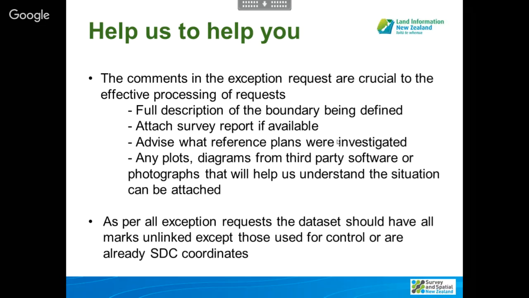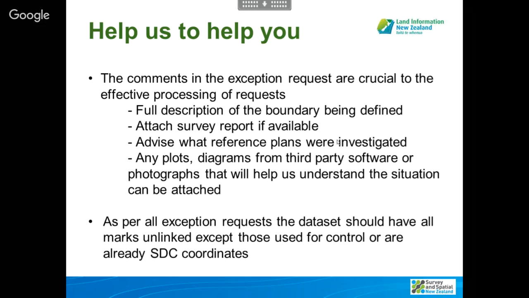anything that will help us understand the situation can be attached as colour images or PDF files or black and white TIFFs. In terms of presenting the data to us, sometimes we find that people will leave all the boundaries linked up and then submit it and ask us to make changes. As per the instructions and as per the first session, we would ask that all marks be unlinked, except for those used by control or boundary marks that are already SDC coordinated, because there can be some weight attached to those.